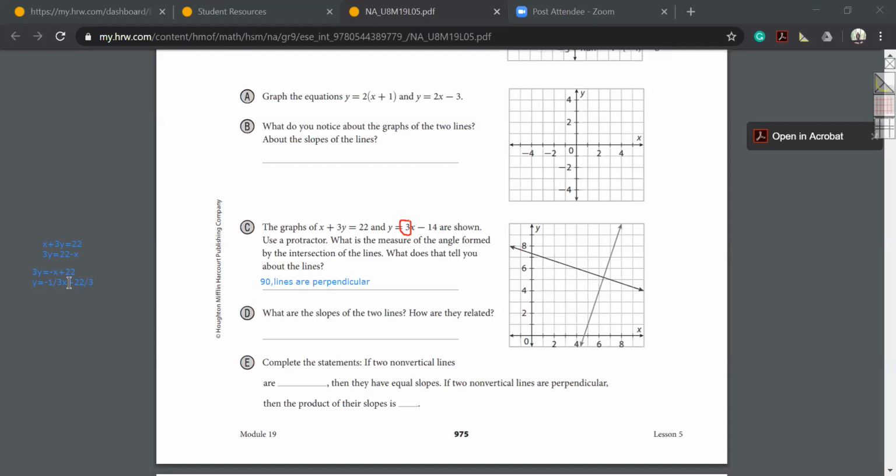What is the value of the slope? This is my slope, right? The thing beside x. And we can write in here that the slope of the first line, m1, is equal to negative 1 over 3, and m2 is equal to 3. Let's think about them. How are they related? Are they equal? Of course they are not equal. How are they related?